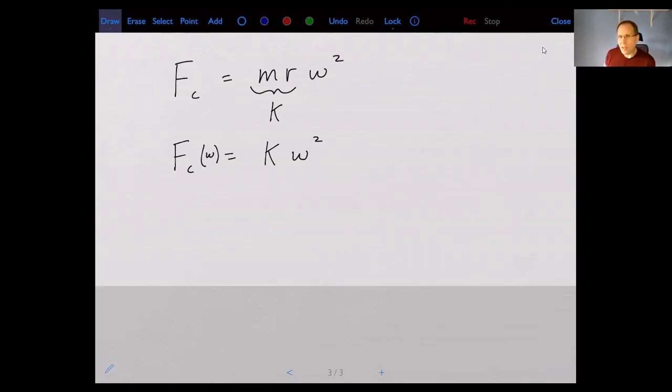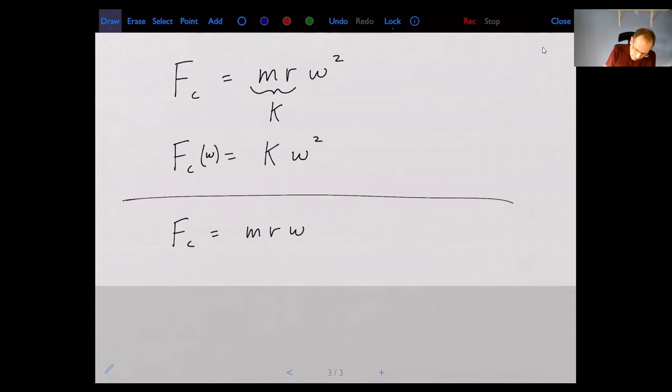So the question is, what type of function is that? Is that a linear function in terms of omega? Is it quadratic? Is it cubic? Is it inverse square, etc.? Okay, so I'll let you guys think about that. And then the next question was, I'll start with the same formula here. Assume that now the angular speed is constant, how does the centripetal force depend on the radius?